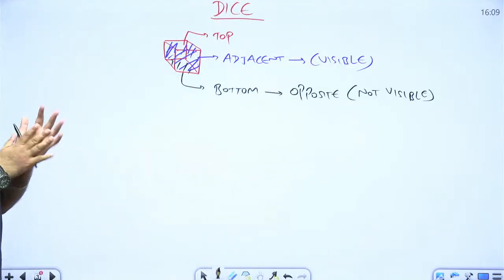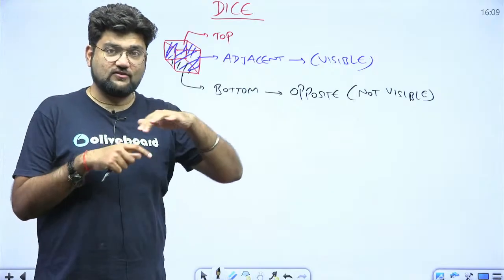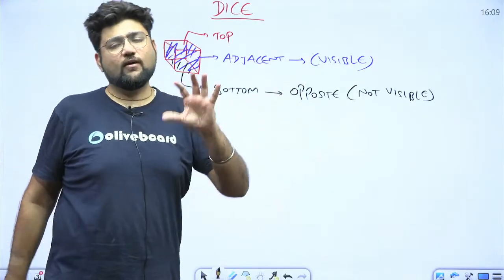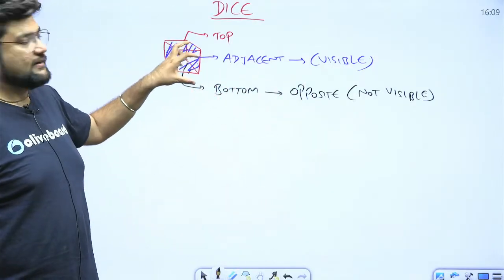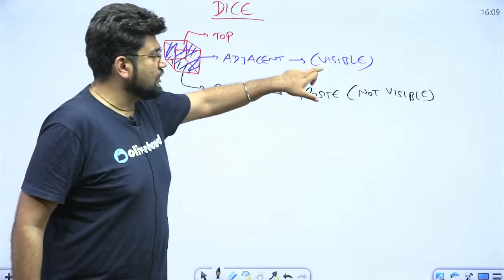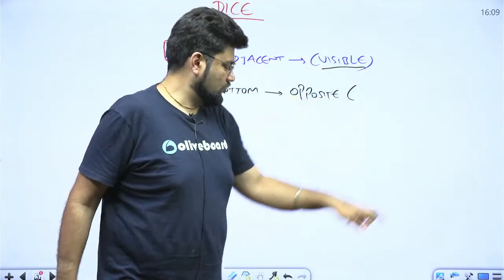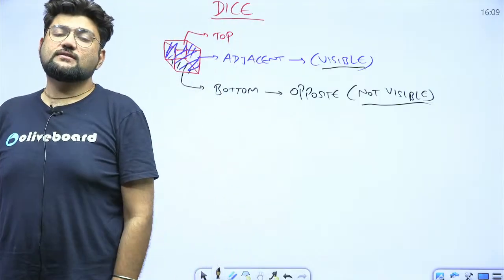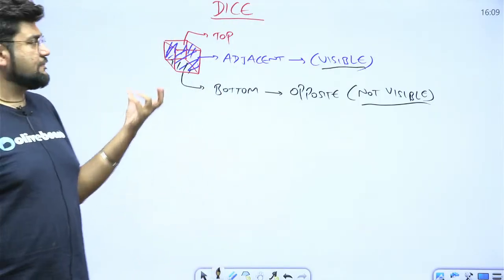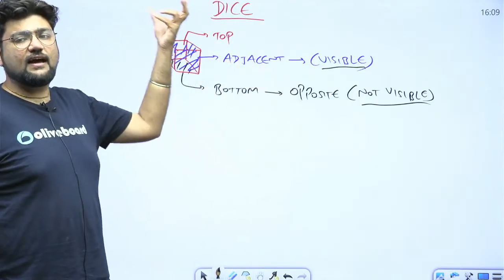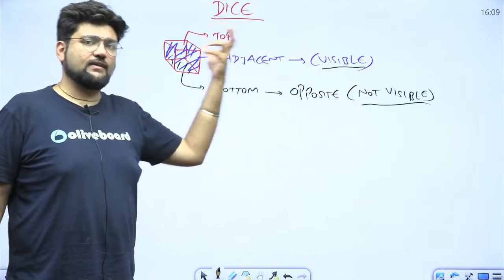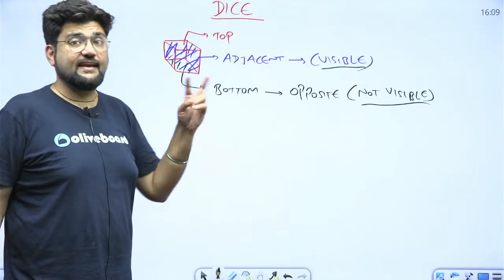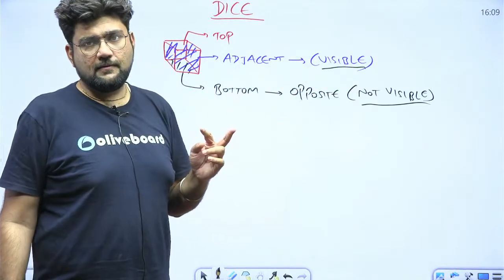Okay, now a lot of students are over smart here. They'll say that what if it lands on a glass surface and I can see it from below? Yeah, all that is fine. But this is generally, the more important aspect is this. And why is that? Because the complete principle of dice depends on this concept. That if they are adjacent, they will be visible together. If they are not adjacent, that is if they are opposite, they can never be visible together.